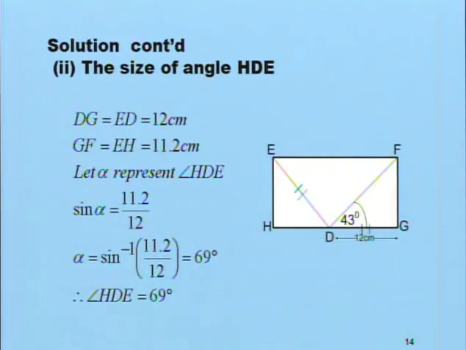Part 2 of the question, that is to calculate the size of angle HDE. We are told that DG is equal to ED, which in turn is equal to 12 cm. GF is equal to EH, which is equal to 11.2 cm calculated earlier. Let alpha represent angle HDE. Then sine alpha is equal to 11.2 divided by 12. So alpha is equal to the sine inverse of 11.2 divided by 12. And when you plug that value into your calculator, you will find that alpha is equal to 69 degrees. So we conclude that angle HDE is equal to 69 degrees.